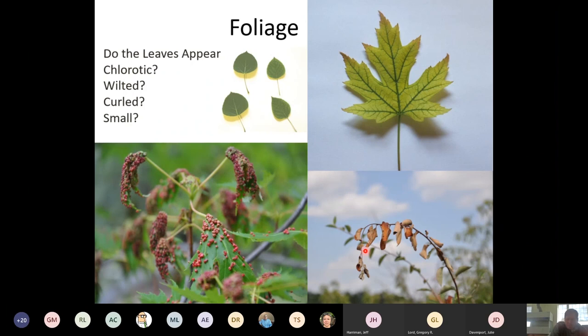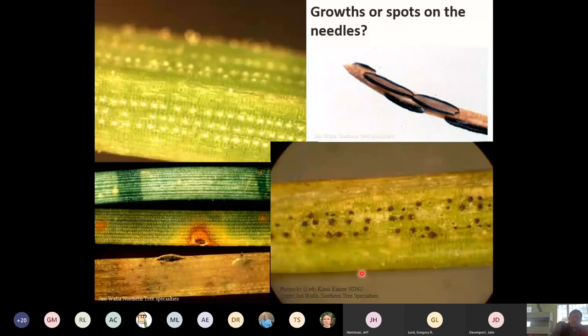And here is fire blight on Cotoneaster. You can see this shepherd's crook. The leaves are dry. They look like they've wilted a little bit before they died, and that's very typical for fire blight. Again, looking close for growths or spots on needles.